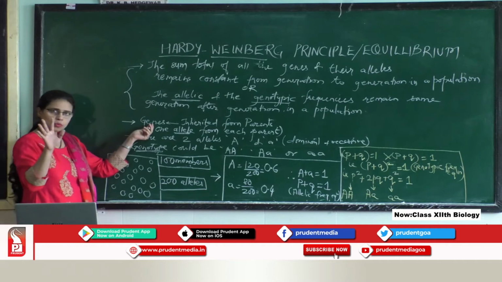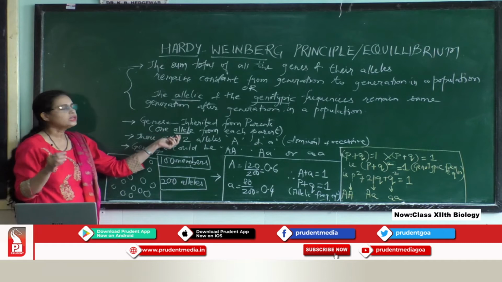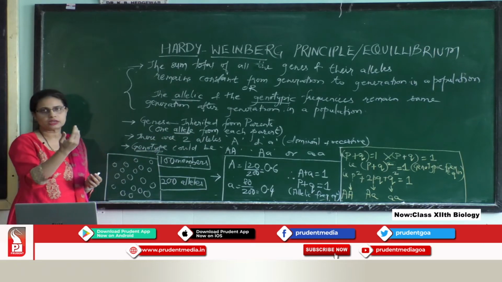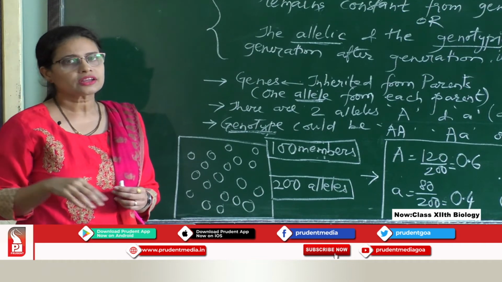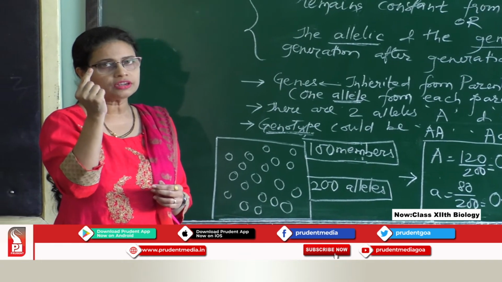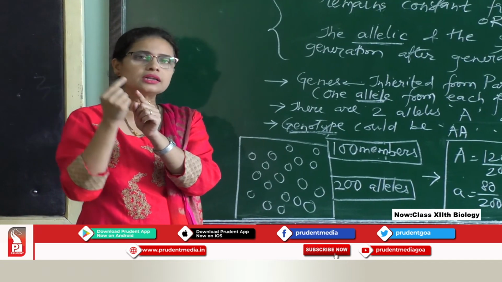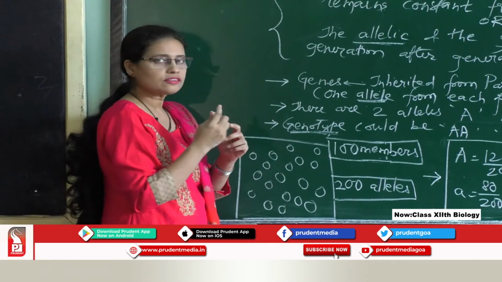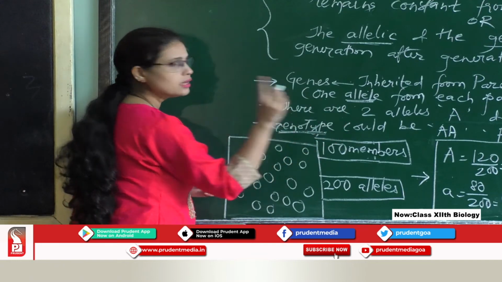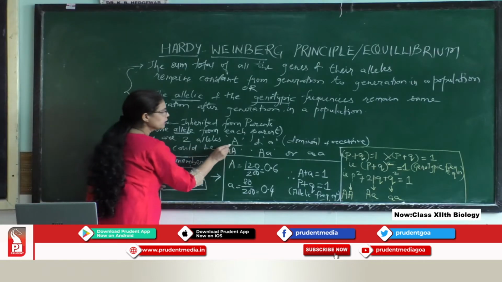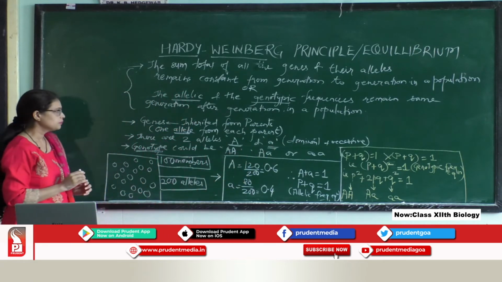First, let's know what genes are. We inherit genes from our parents, one allele from each parent. Consider a trait like eye color or texture of the hair. I will have one gene in which one allele is from the mother and one allele is from the father, and that's how my genotype is decided. There are two alleles, one dominant and one recessive, for every trait.